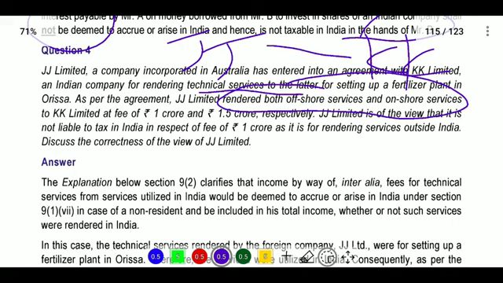And he is deemed to accrue or arise in India. So both will be taxable in India only. And his view is wrong. Outside India, his view is wrong.